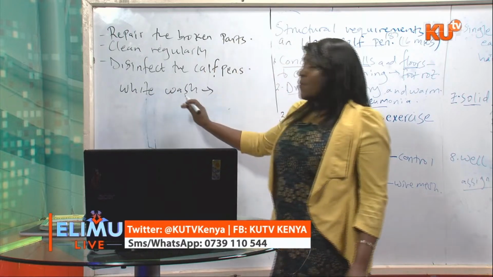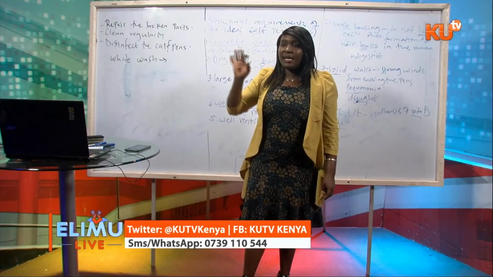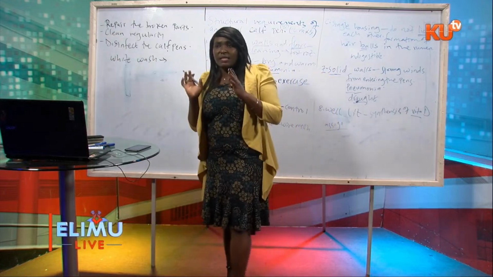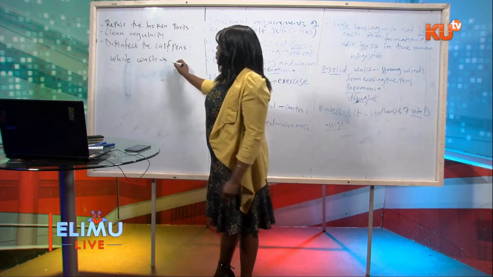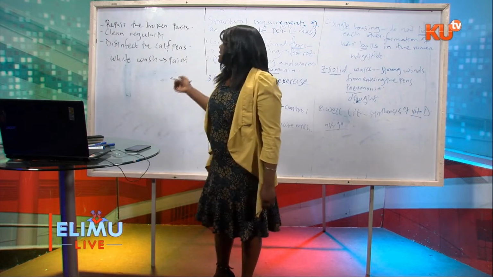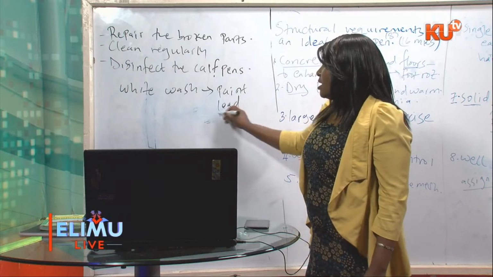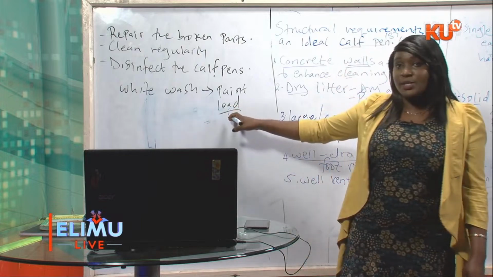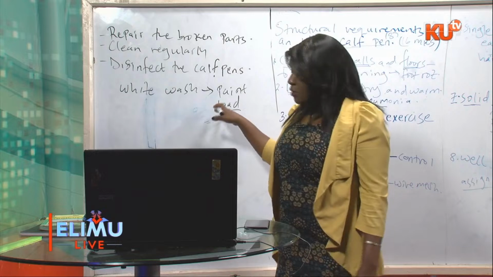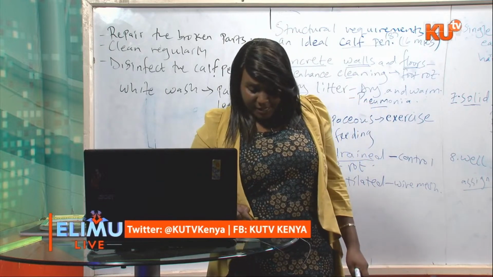And the reason why we whitewash, we just wash the cement that has made the walls and the floors. We don't paint them at all, because the white paint, or any paint, contains lead. And lead, you know, is a poisonous metal. So we don't paint them because of the issue of the lead that can cause poisoning to the calves.